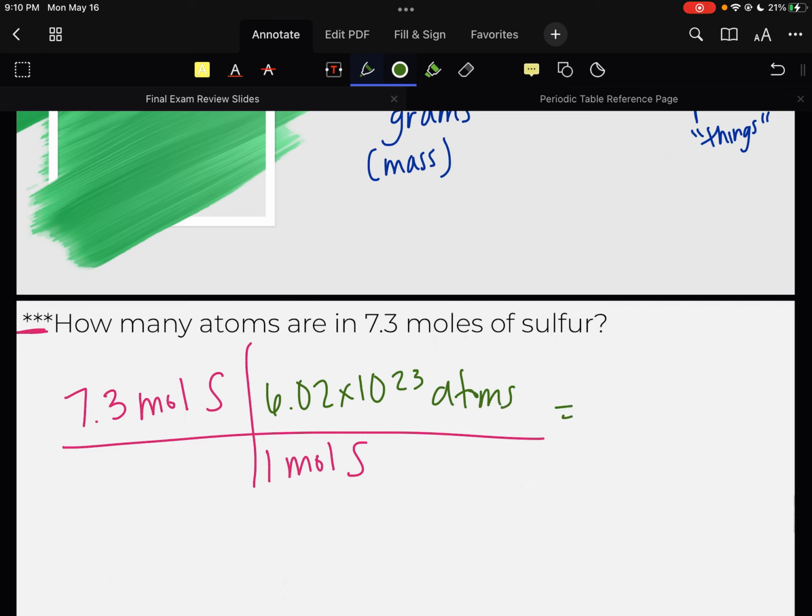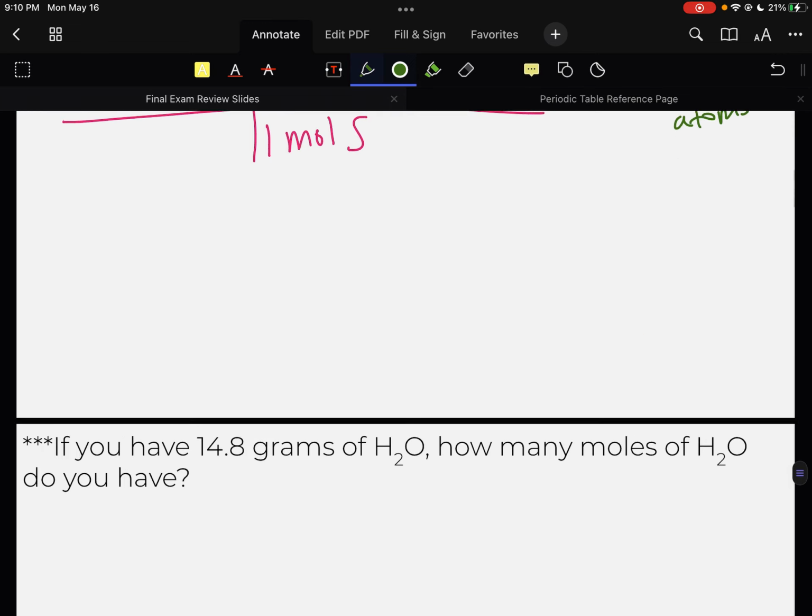And then now when I type that in my calculator, remember everything across, we always multiply. So we end up with 4.39 times 10 to the 24th. Okay, and if I wanted to do sig figs, this has 2 significant figures. So I would actually change that to 4.4. Okay, and then this is atoms, because it asks me how many atoms.